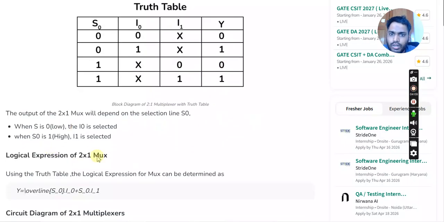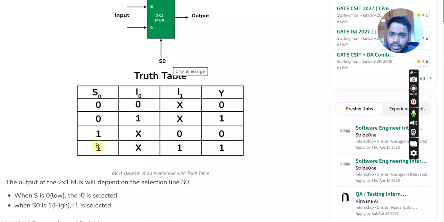If S0 is 1, as in this case, then I1 will be selected. So that's why I1 is selected here, 0 and 1, and I0 is disabled.